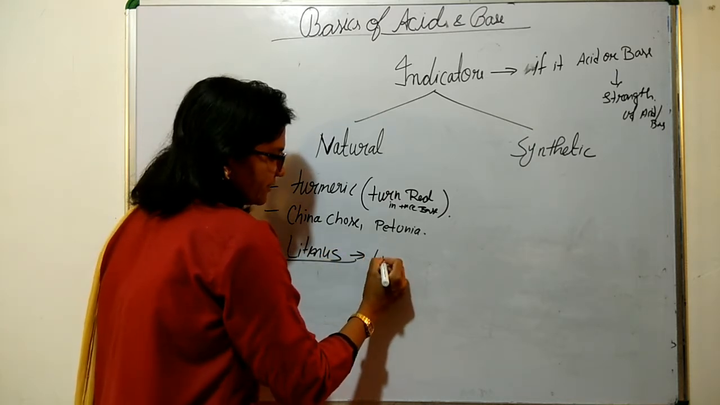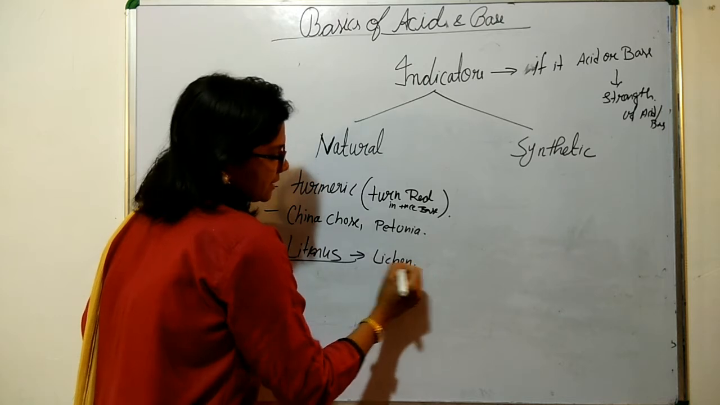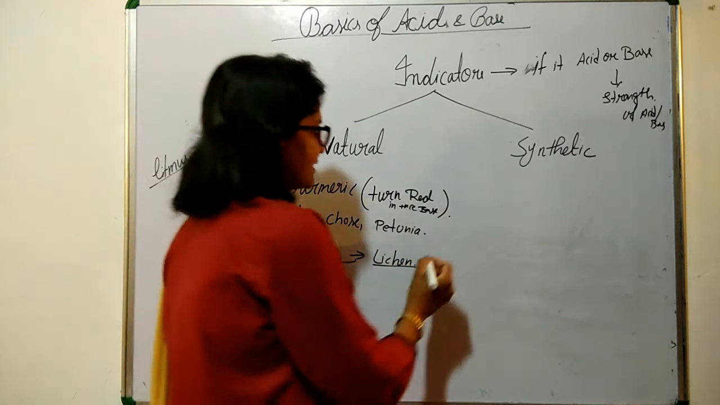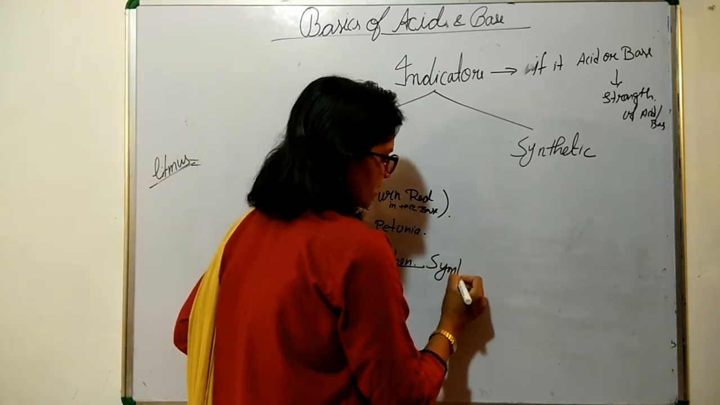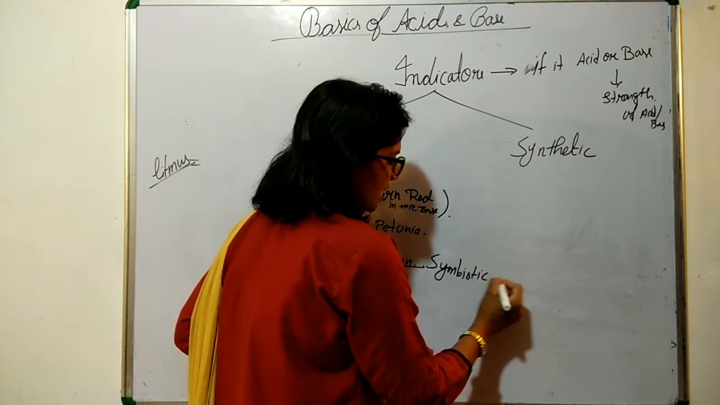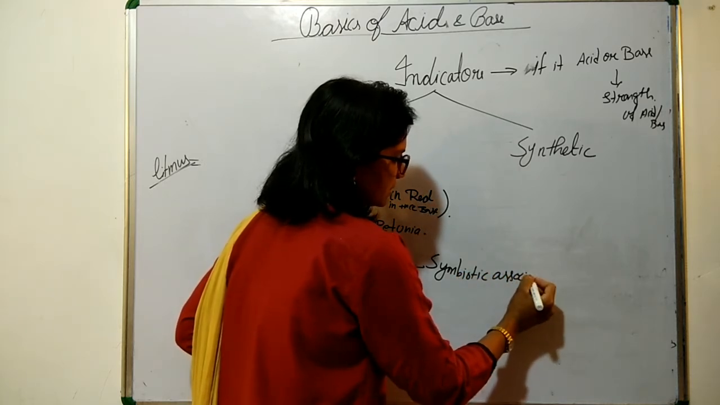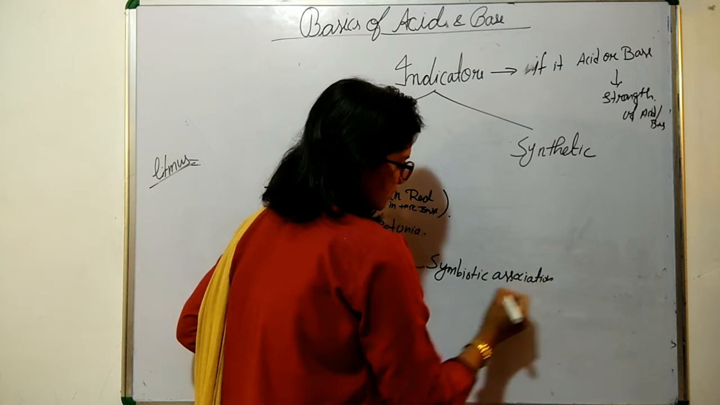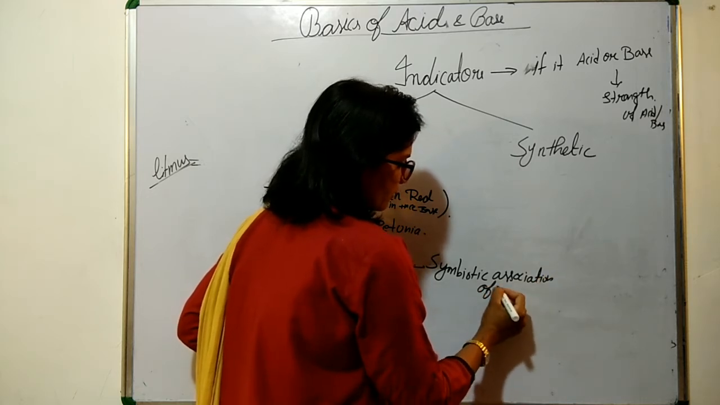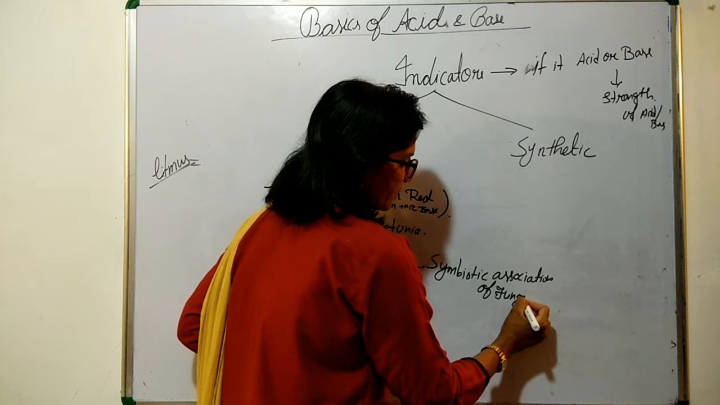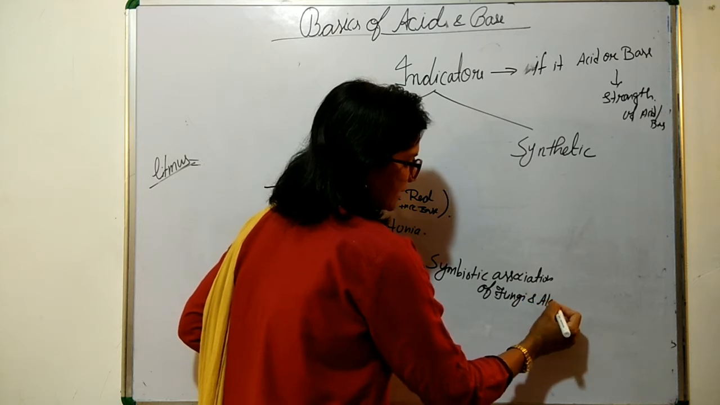Litmus paper we obtain from lichen. Lichen is actually a symbiotic association of fungi and algae.